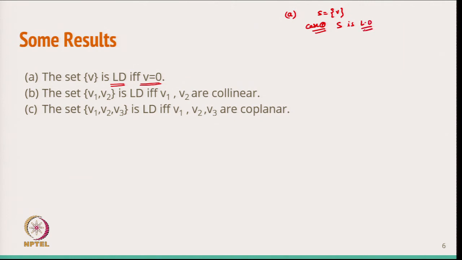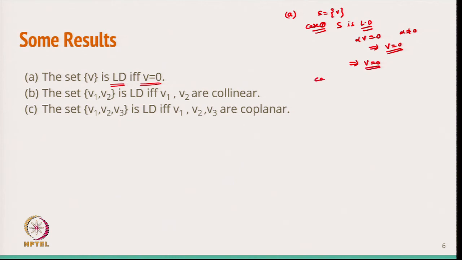Okay. It means if it is a linearly dependent set of vectors, then I can have some alpha V equal to 0 for alpha not equal to 0. So, if alpha is not equal to 0 and alpha into V is equal to 0, then it is going to happen only when V is 0. So, either alpha should be 0 or V should be 0. So, in this case I am taking alpha not equal to 0. So, in that case V will be 0. So, from here if it is LD, then it shows that V is equal to the 0 element.